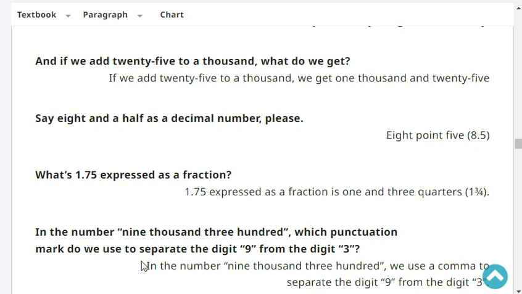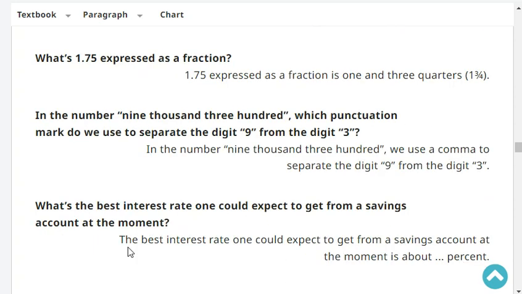1.75 expressed as a fraction is 1 and three quarters. Very good. In the number 9,300, which punctuation mark do we use to separate the digit 9 from the digit 3? In the number 9,300, we use a comma to separate the digit 9 from the digit 3.